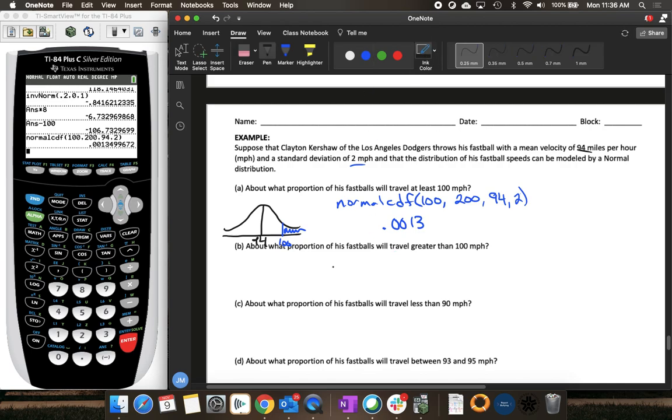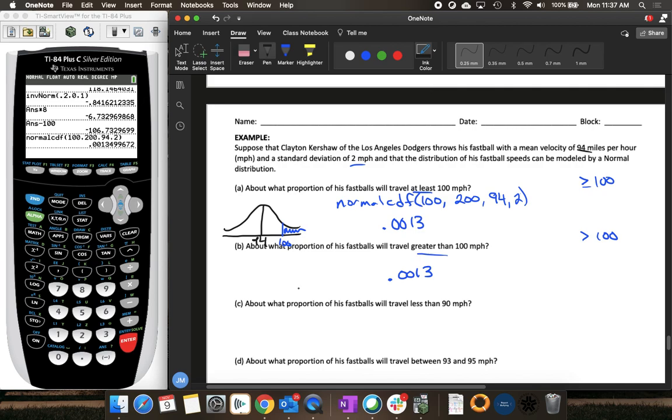So not very many. For part B, what proportion of his fastballs will travel greater than 100? Well, at least 100 and greater than 100 you would think would be slightly different. This one is greater than or equal to 100. The next one is strictly greater than 100. It actually turns out, though, that they're the exact same. So whether you include 100 like we did in part A or don't include 100, the area is still equal to itself. So the answer for A and B is actually the exact same.